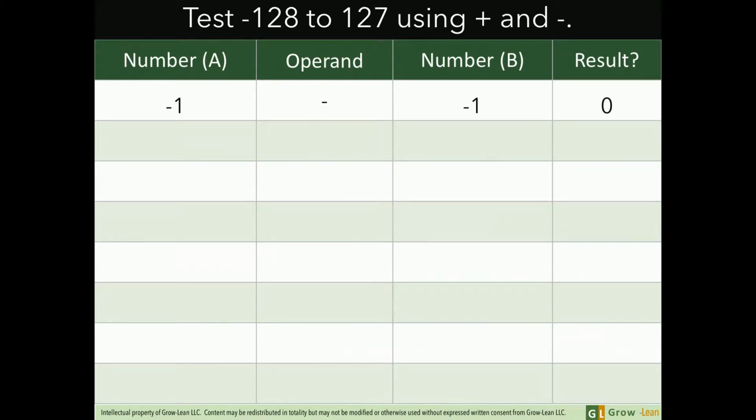All right, let's go over this together. What are some tests you want to do here? Negative 128 minus 1. What would that be? There would be an error, right? It's going past it, it would be negative 129, which is too much.